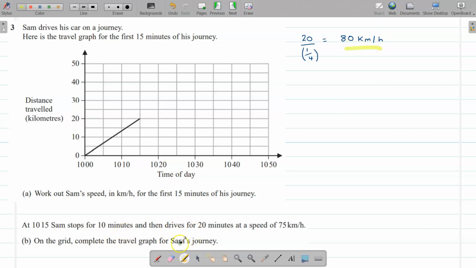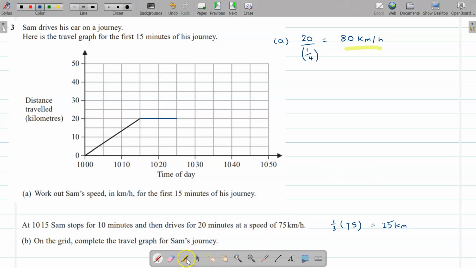And then we go on to part B, which is asking us to, on this grid, show the rest of the journey. Well, look, we've got 10 minutes of rest. So that's from here, that's 10:15 to 10:25. And then the final part of the journey, 20 minutes at 75 kilometers an hour. Okay, that's a third of an hour. So it's a third of 75, which is going to be 25 kilometers covered. Okay, and it's going to do that in 20 minutes.